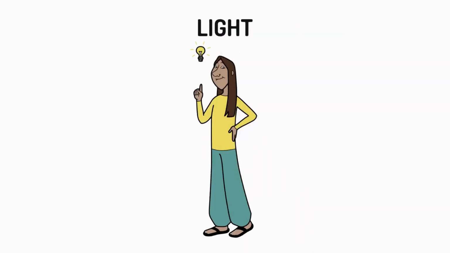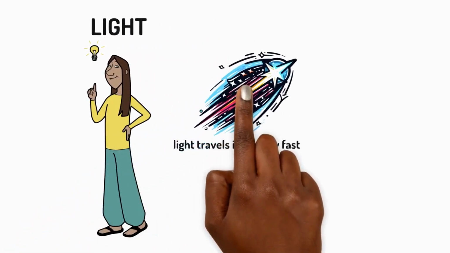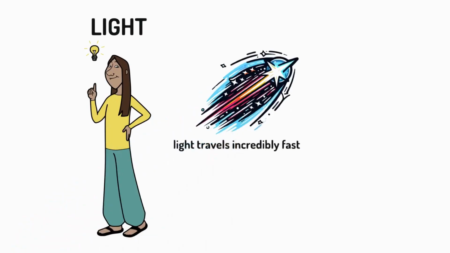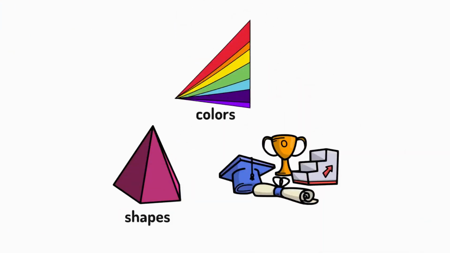Remember learning about light in Year 3? Light allows us to see the world around us. Light travels incredibly fast. This speed lets us see things instantly. Without light speed, it'd be like watching a laggy video. But thanks to light, we see colours, shapes, and object details.